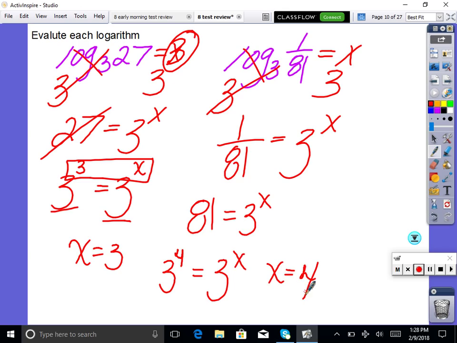Now don't forget, though, we pretended like it wasn't flipped over as a fraction. So what flips it over as a fraction is having a negative exponent right here. A negative would flip it down. So x is equal to negative 4. Or basically, log to the base 3 of 1 over 81 is equal to negative 4.